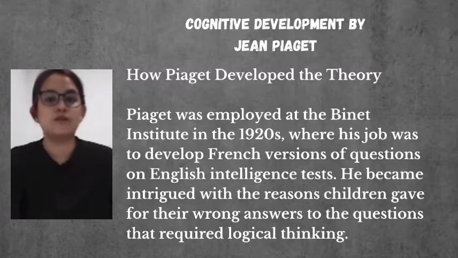How Piaget developed the theory. Piaget was employed at the Binet Institute in the 1920s, where his job was to develop a French version of questions on an English intelligence test. He became intrigued with the reasons children gave for the wrong answers to the questions that required logical thinking.